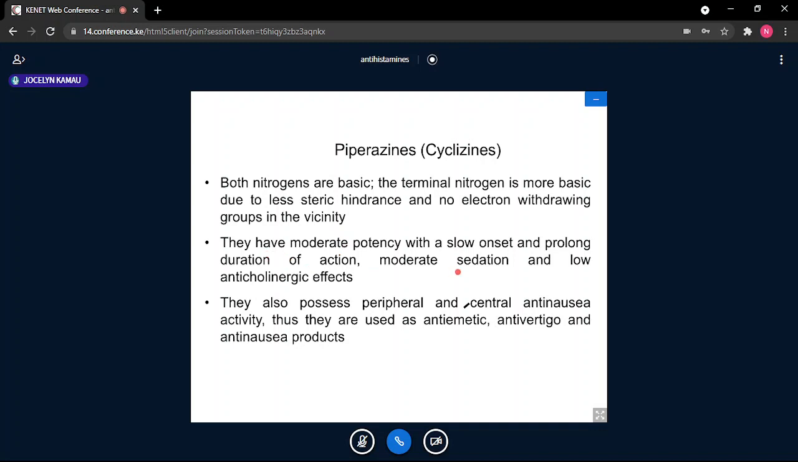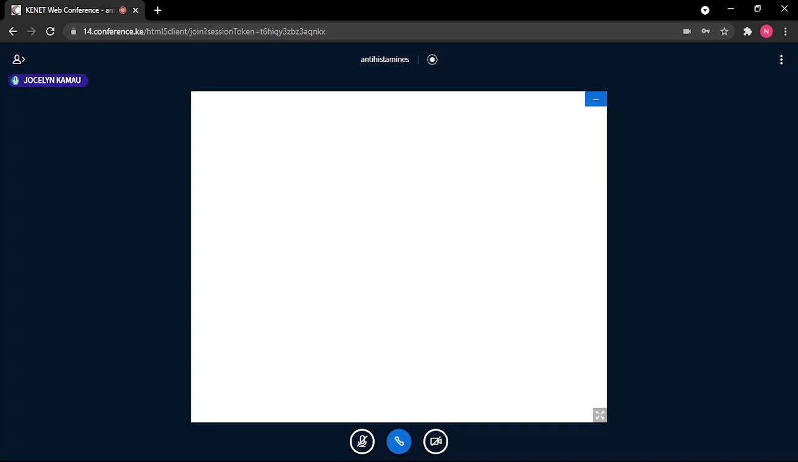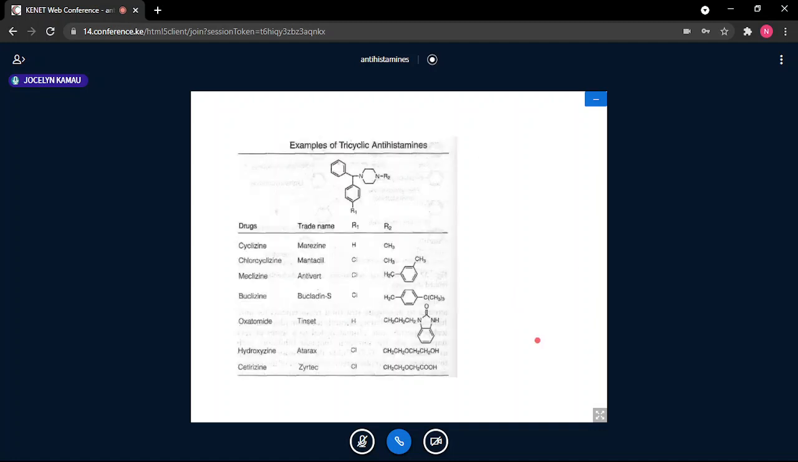They have moderate potency, slow onset, prolonged duration of action, moderate sedation, and low anticholinergic effects. They also possess peripheral and central anti-nausea activity, thus they are used as antiemetic, antivertigo, and anti-nausea products. So this is an important one. They have central anti-nausea activity, and that's why, for people who travel and vomit a lot, these drugs can help prevent travel sickness.